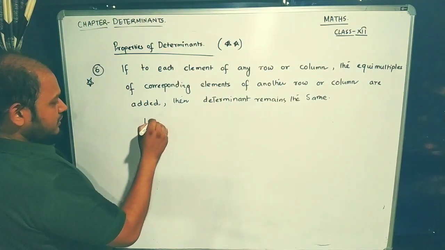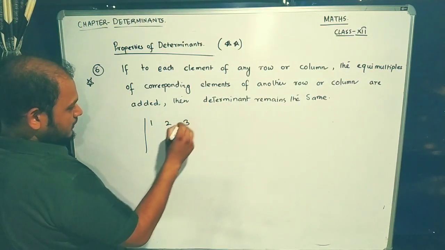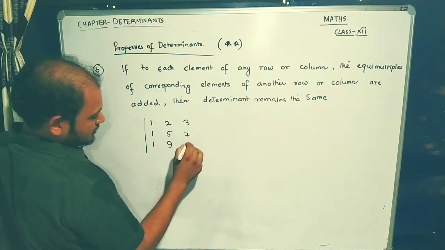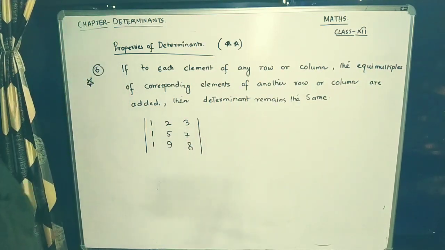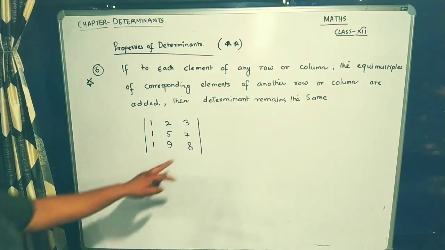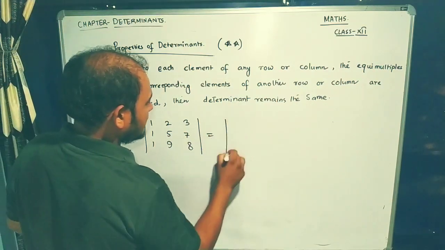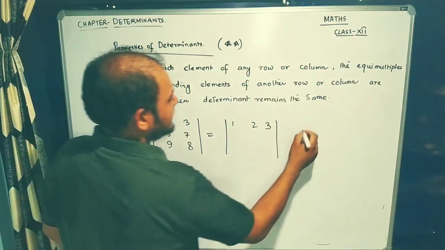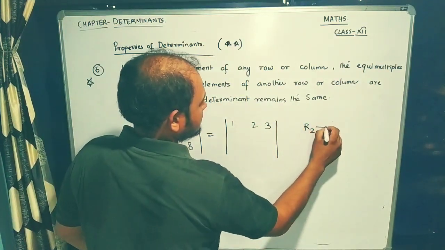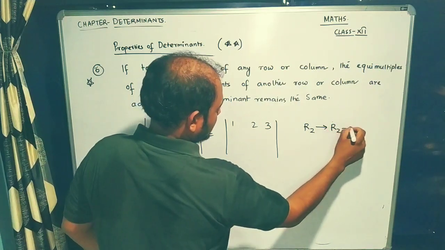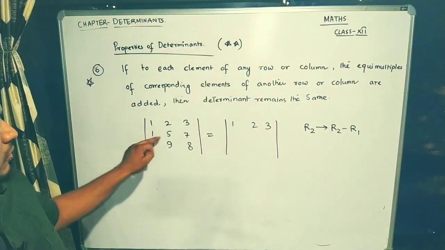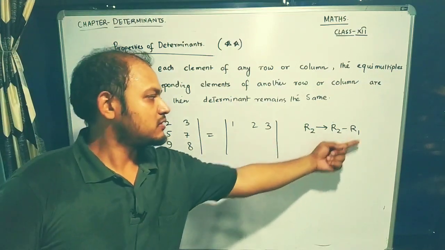So let us say we have a matrix 1 2 3, then 1 5 7, 1 9 8. We want to find its determinant. Okay, so we can say that this is the same determinant as 1 2 3, and in the second row let us do these things. Second row change to second row minus first row. Okay, we are changing the second row to second row minus first row.